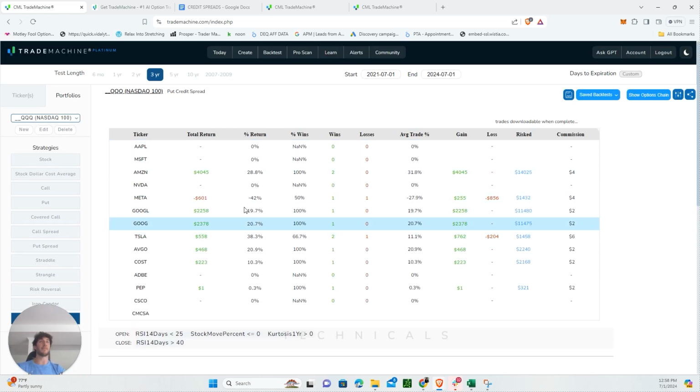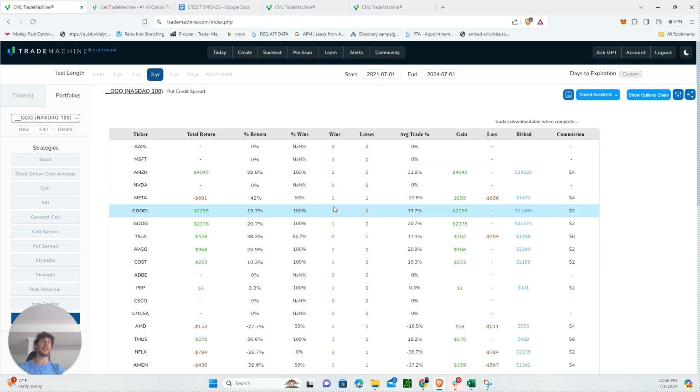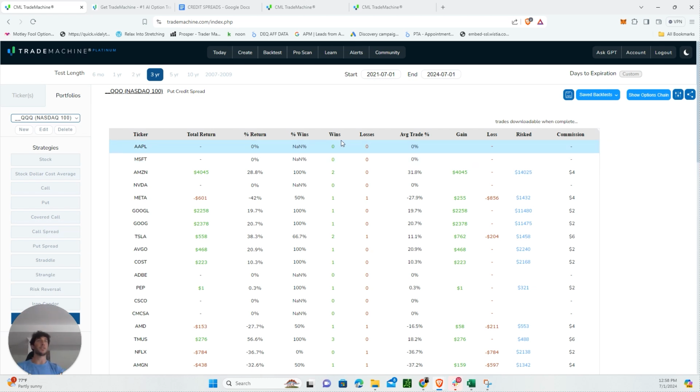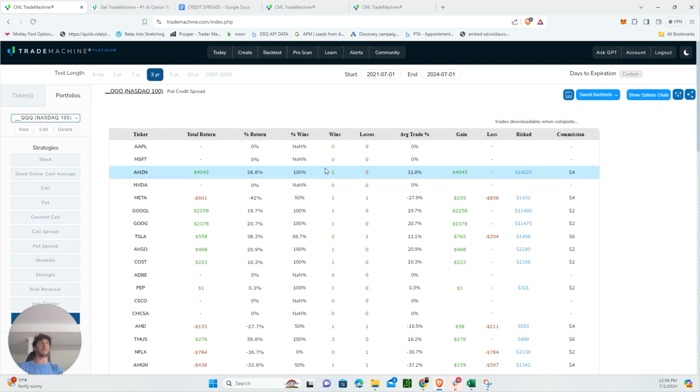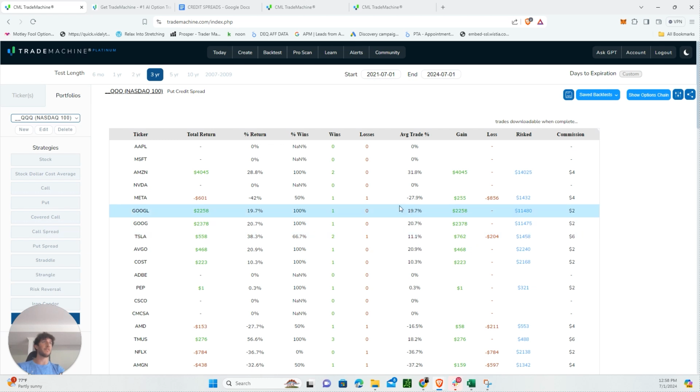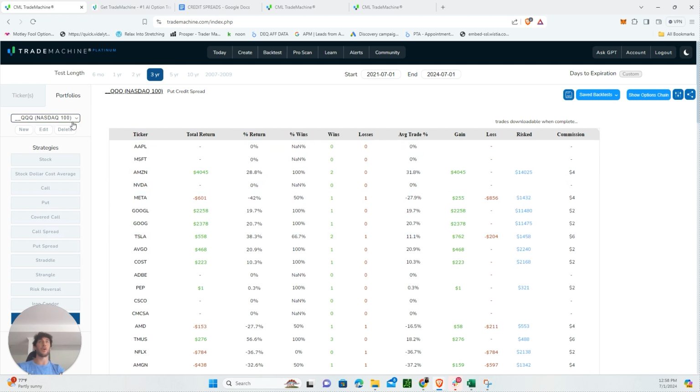It's going to rerun the same thing with a put credit spread, but this time we're going to use Trade Machine's AI to only give us trades when certain triggers and qualifications are met to basically trigger a trade that has been statistically proven by the co-founders of Trade Machine to have an edge when it comes to options trading. So we're going to give this a second. It's going to pull in all the companies from the NASDAQ 100, and it's going to tell us what our results would have been if we had done this.